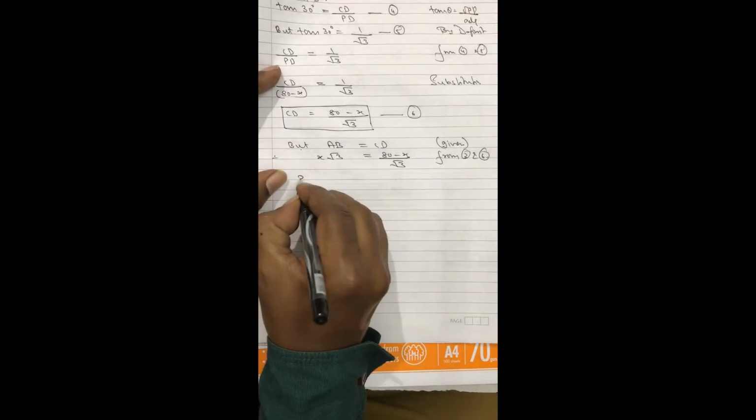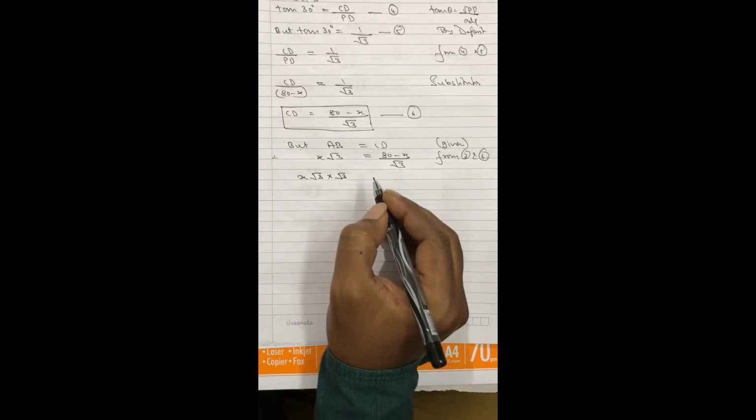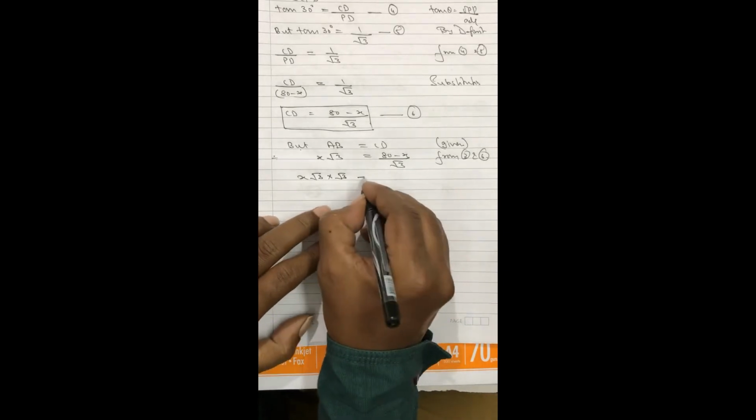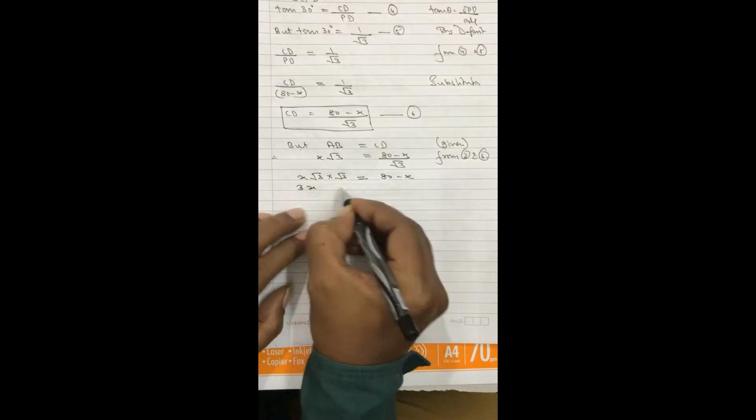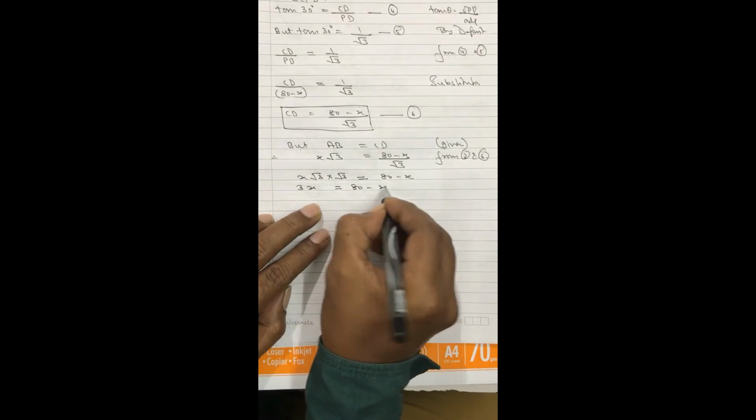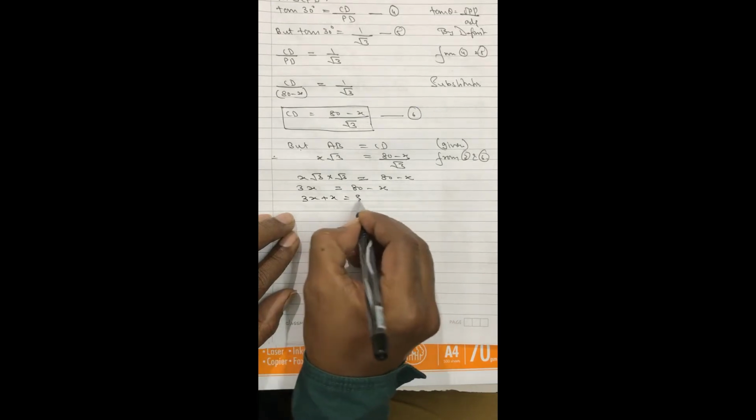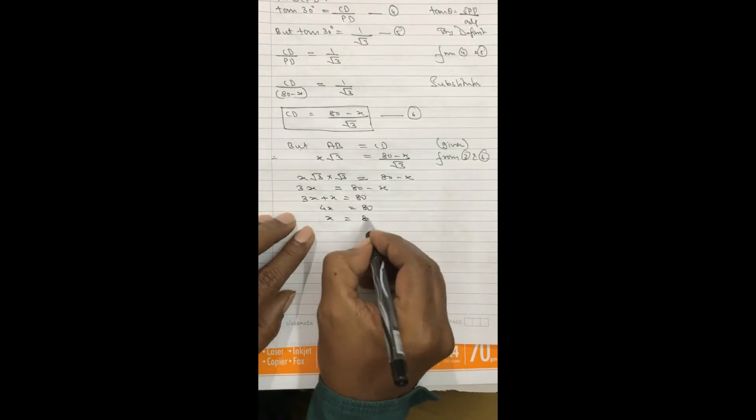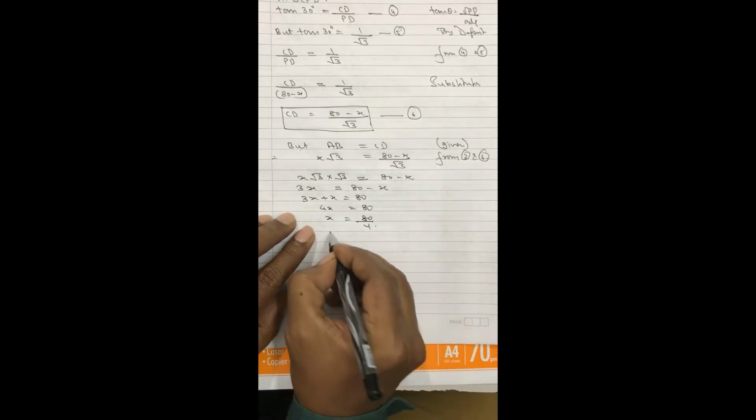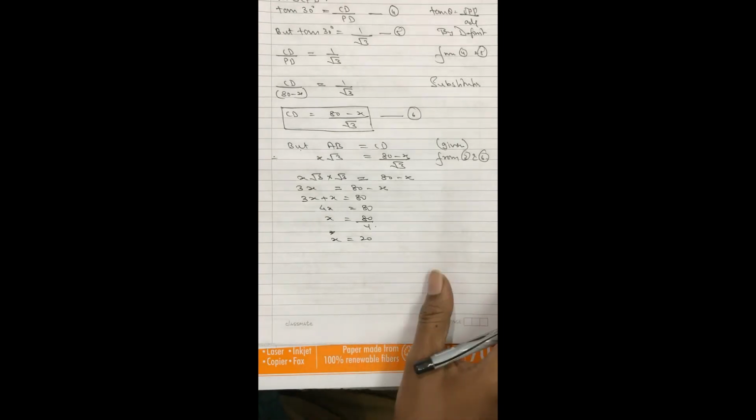Now if I solve this, x root 3 into root 3 is equal to 80 minus x. So this will become 3x is equal to 80 minus x. x comes over here. 3x plus x is equal to 80. 4x is equal to 80. So x is equal to 80 upon 4. x is equal to 20. So I have got x is equal to 20.